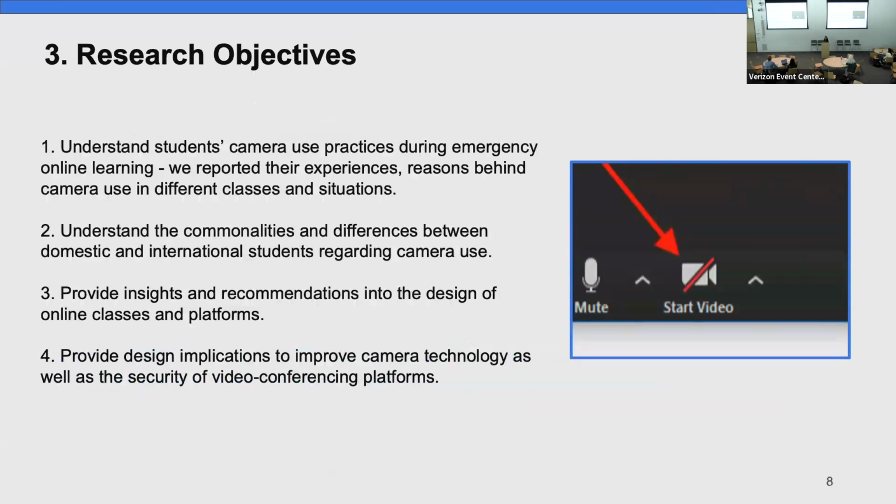To summarize, our research objectives include the following 4 points. The first one is to understand students' camera use practices during emergency online learning, no matter whether they are domestic students or international students. And we report their experiences and the reasons behind their camera usage in different classes and situations.